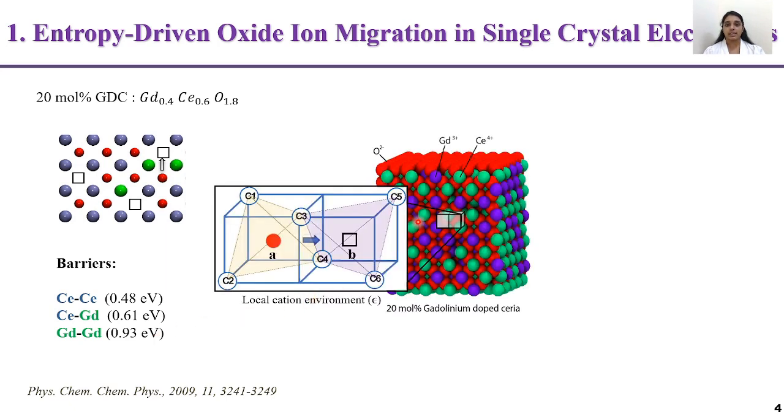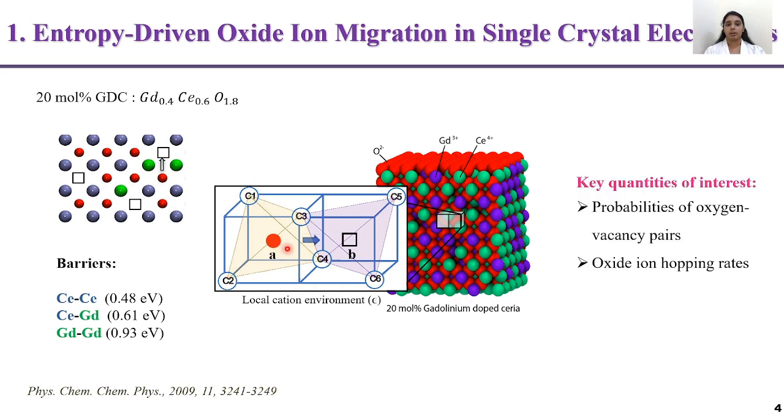To explore this, I studied this GDC electrolyte using molecular dynamics simulations across various temperatures. I examined local environments formed by Ce and Gd ions around oxide ions and measured two parameters: the probability of oxygen vacancy pairs and the hopping rates of oxygen ions.